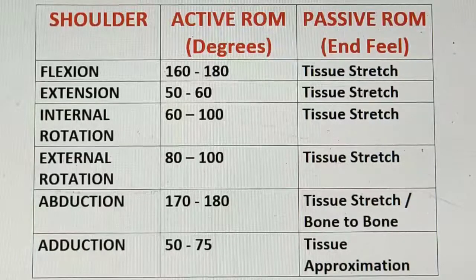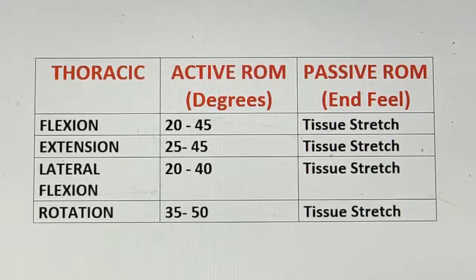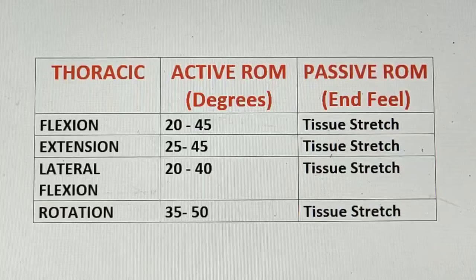All right, we're going to move on to the next, which is the thoracic range of motion values. Thoracic means pertaining to the thorax, so it's from the mid back to the upper back. It has some movements as well, and the first movement we're going to be discussing is the flexion movement. The active range of motion value in degrees should be 20 degrees to 45 degrees, and the passive range of motion end feel, the end of the range, is the tissue stretch.